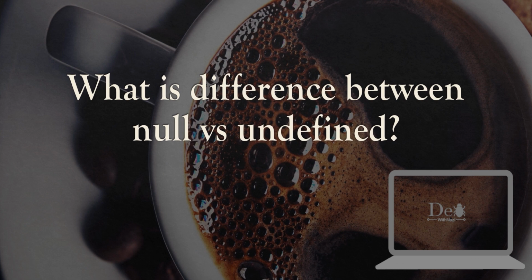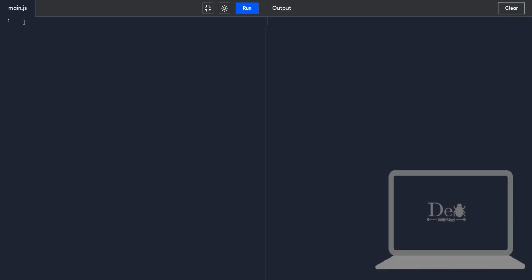Now let's see an example of it. I'm going to declare a variable x and I'm not going to assign any kind of value to it. Let's console.log x and console.log the type of x also. Let's run our code. Both are undefined. The value of x is undefined, and the type of x is also undefined.